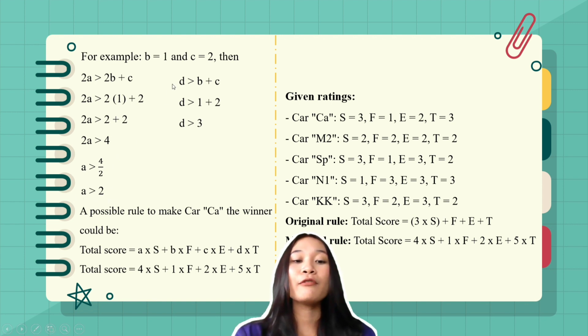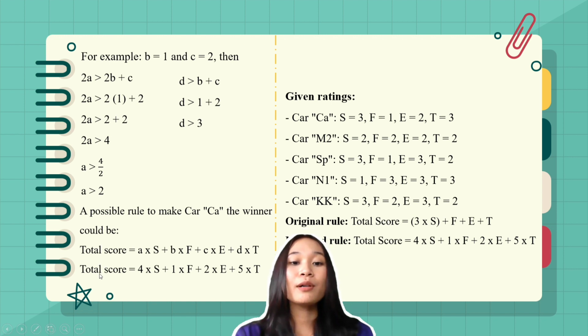Next, we will find the value of D by D greater than B plus C, so D greater than 1 plus 2, because the value of B is 1 and the value of C is 2. So we get D greater than 3. So we can take A greater than 2 and D greater than 3. For example, let's take A equals 4 and D equals 5.